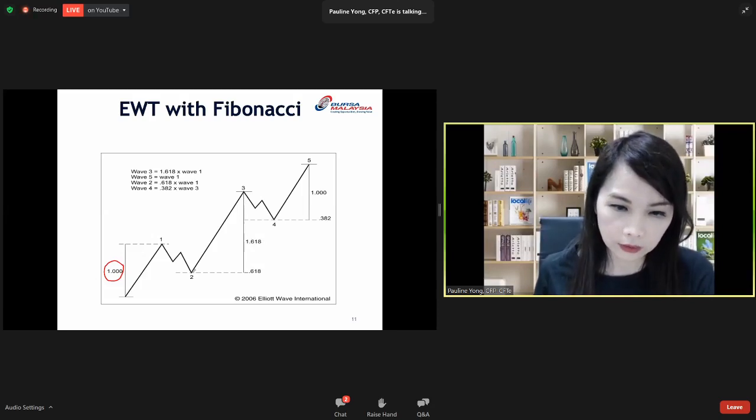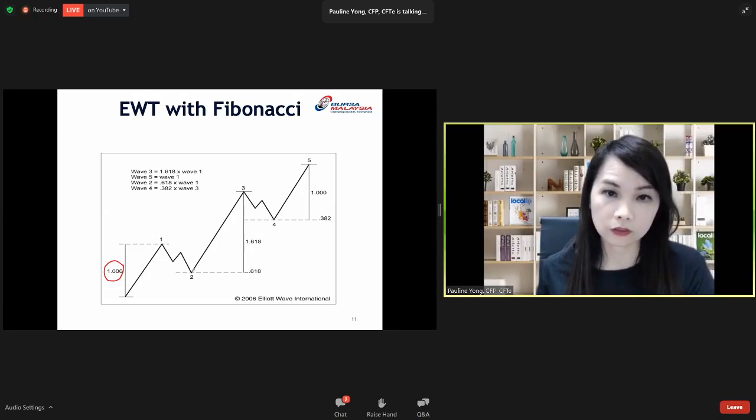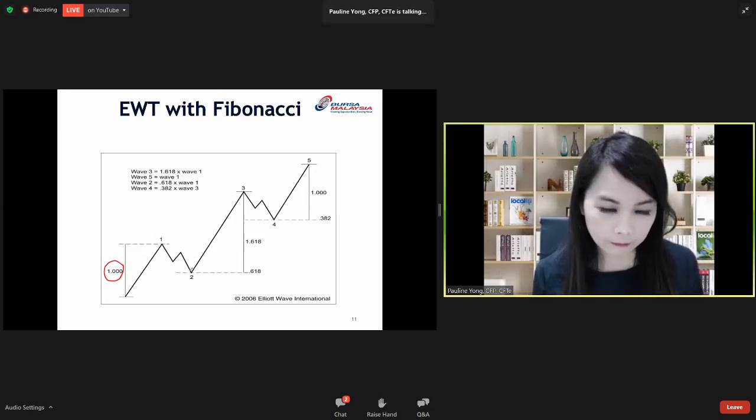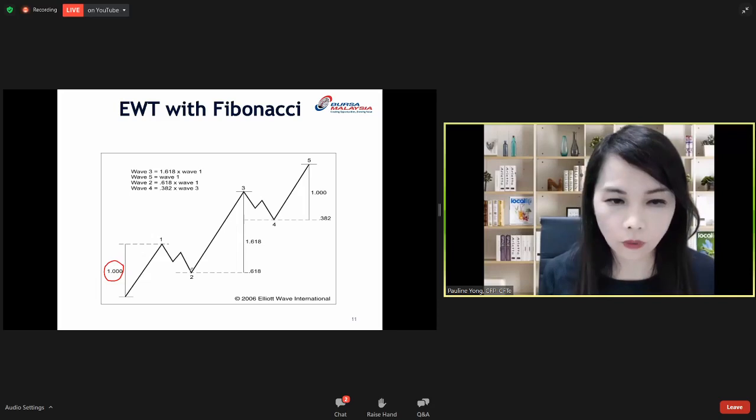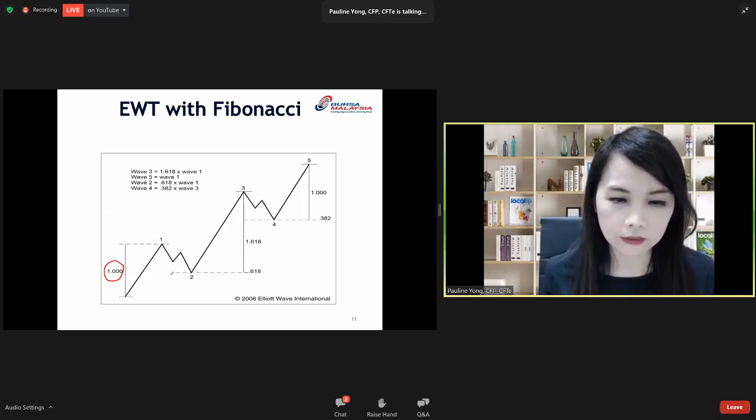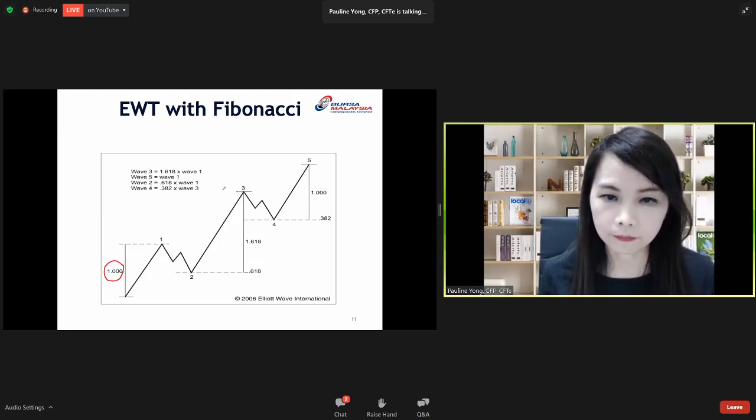So let's say this one is a retracement of 61.8%. Then this one becomes 1 ringgit minus 61.8%, which is 38 cents. So this one here is 38 cents. So 38 cents plus 1.62, you are looking at 2 ringgit over here.